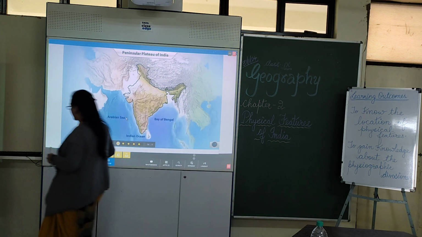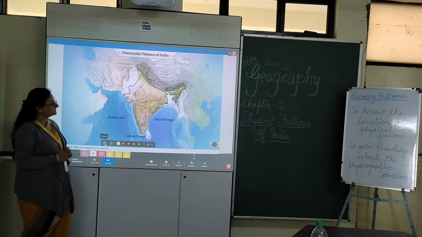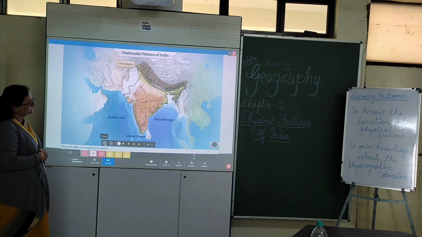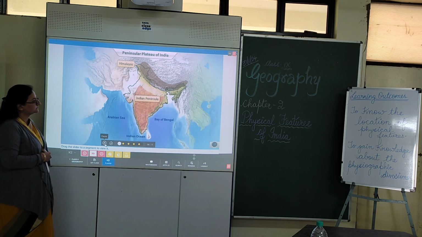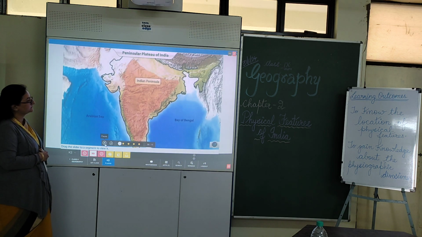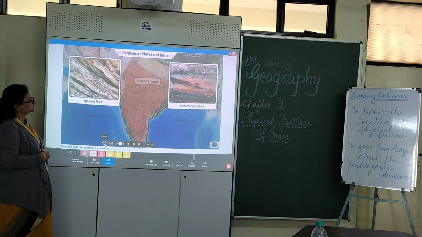So let's have a look at the peninsular plateau. India is bound by the lofty Himalayas in the north and water bodies on its other 3 sides. This unusual structure of India makes it a peninsula. The major part of the Indian peninsula is a plateau which is made of ancient, hard, igneous and metamorphic rocks.